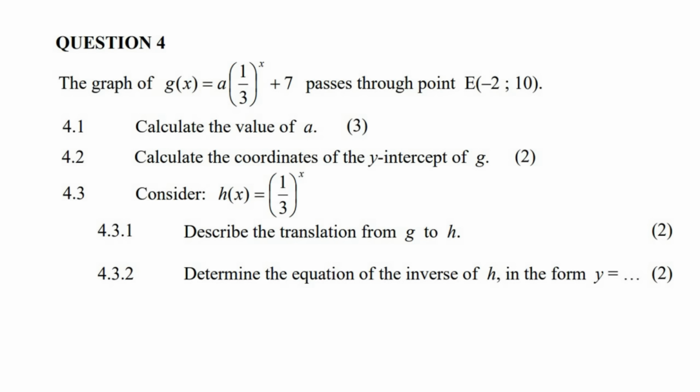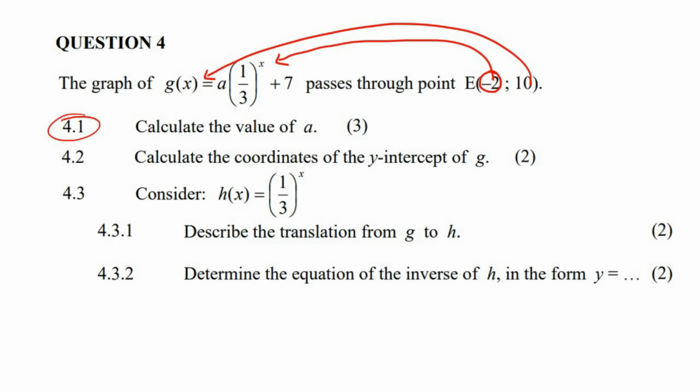This question gives us the graph of g of x, which is equal to that expression over there, and they tell us that it passes through the point (-2, 10). The first question says calculate the value of a. So what you can do here is just take this and plug it into the place of x, and then take this and plug it into the place of y.